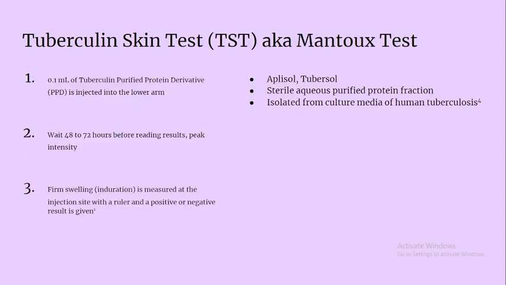So starting with the TST, tuberculin skin test, also known as the Mantoux test, you start with 0.1 milliliters of tuberculin, purified protein derivative, PPD, and it's injected into your lower arm. So this PPD usually comes in the form of the brands Aplisol or Tubersol, and it's the sterile aqueous purified protein fraction. Basically, it's not going to make you sick. It'll elicit a reaction, but it's not going to give you TB. And it's isolated from culture media of human tuberculosis.